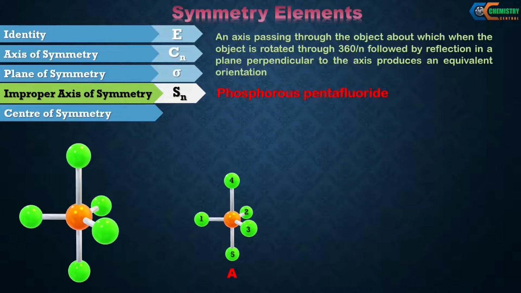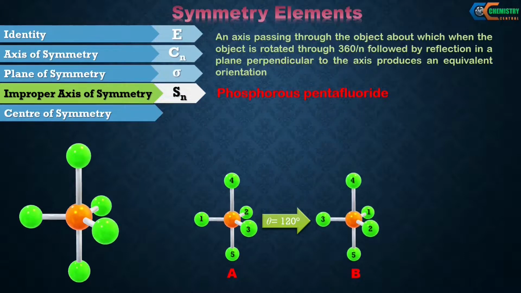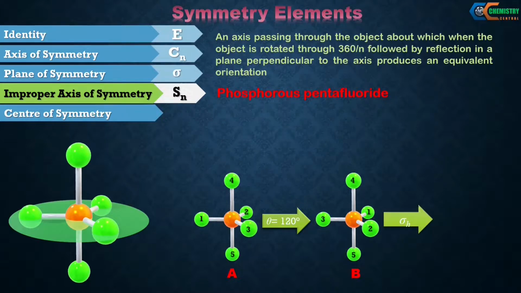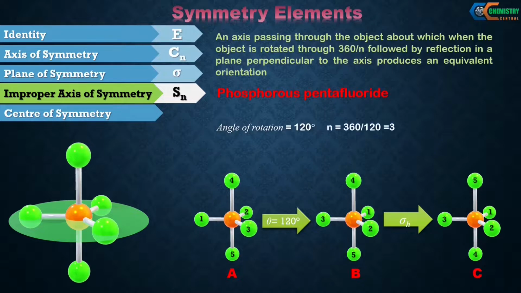We can rotate this molecule along the principal axis by 120 degree so that axial fluorine and central phosphorus atom stay on their places, while the equatorial fluorine atoms rotate in the plane by 120 degree as shown in structure B. If we pass a plane perpendicular to this axis of rotation through the center of the molecule, it will reflect the fluorine atoms on axial positions to each other's place as shown in structure C, which is equivalent to our initial structure A. So this molecule possesses an S3 axis.